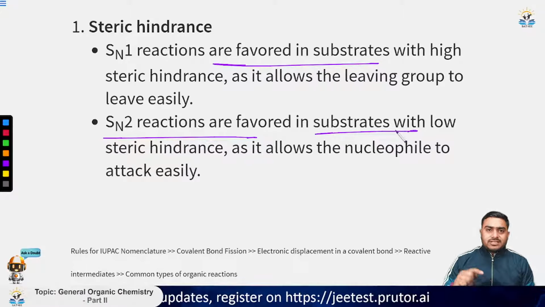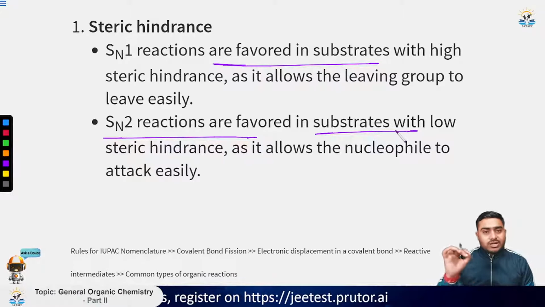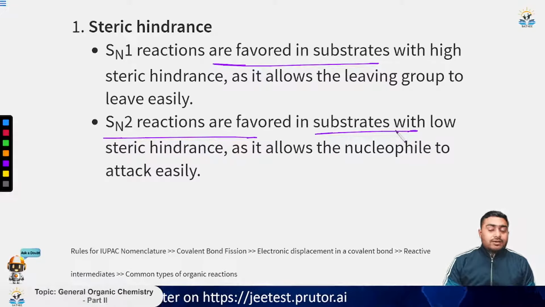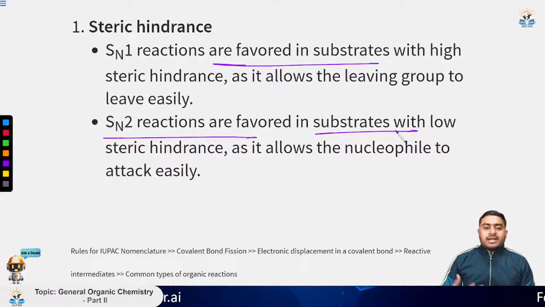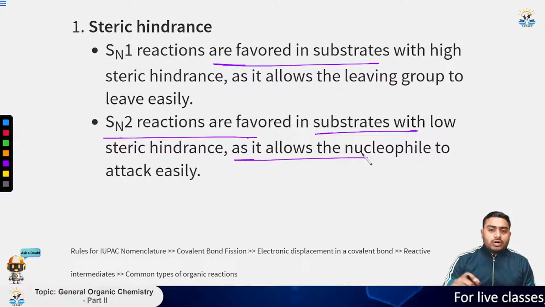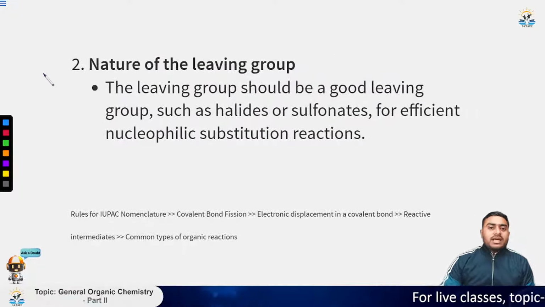In SN1 reactions, if there are electron donating groups attached to the carbocation, they will stabilize the carbocation with the plus I effect as well, right? With plus I or hyperconjugation they can apply if they are CH3 groups. Okay, that's the point. And SN2 reactions are favored in substrates with low steric hindrance as it allows the nucleophile to attack easily. Next, nature of the leaving group.